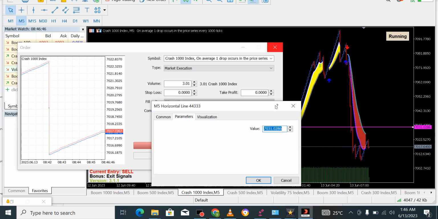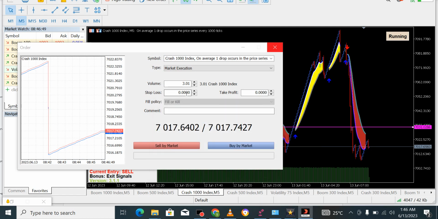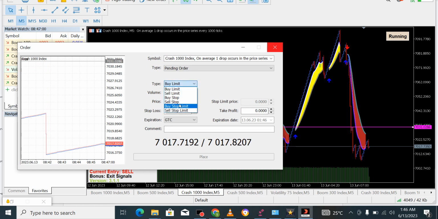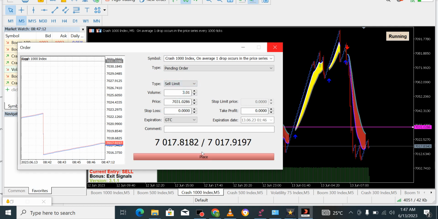If you are trying to trade the spiky part in them, you change this to pending order, and you drop this here, and you can see buy limit is not working for this. And let's try sell stop. It's not going to work for it. But let's try sell limit. Sell limit will work for it, because your order should be activated first before the crash happens. That is how it works. So I hope you guys understand this.